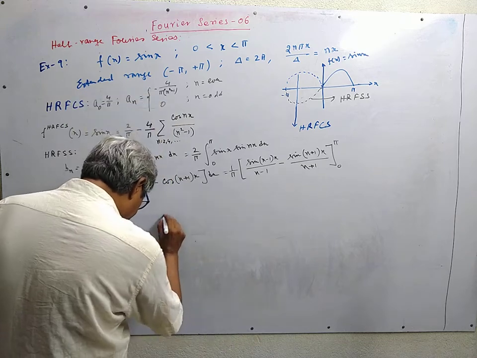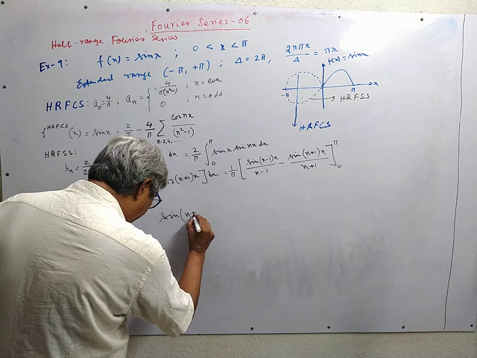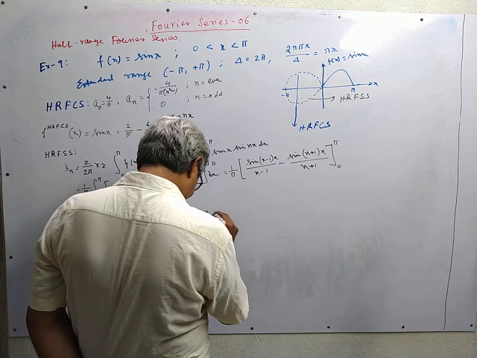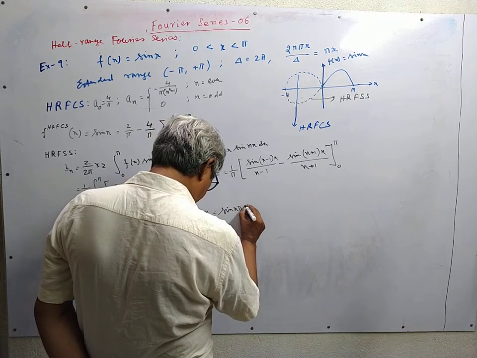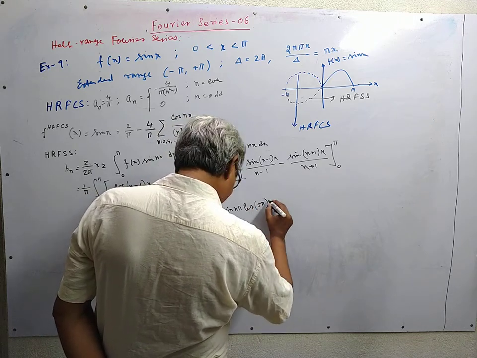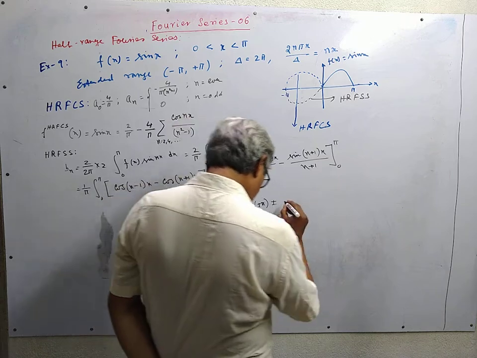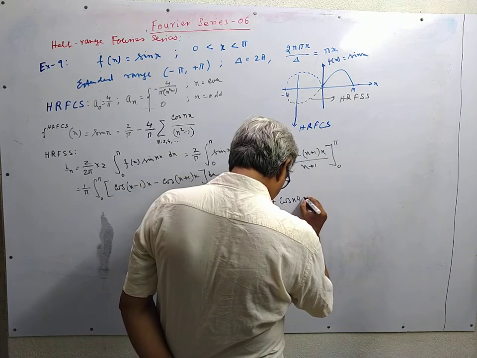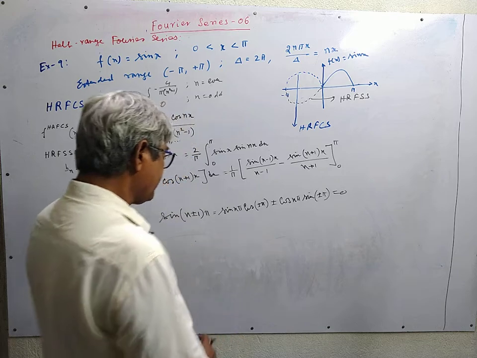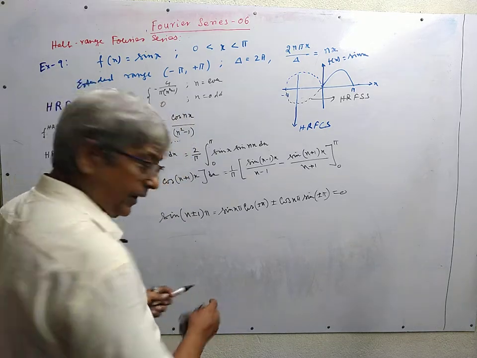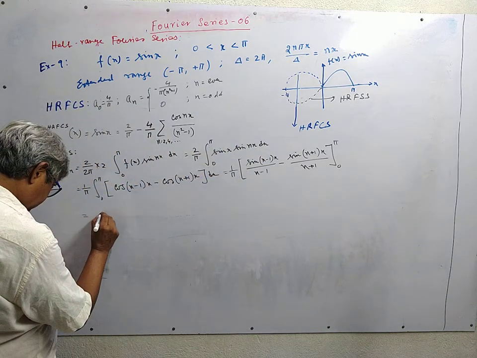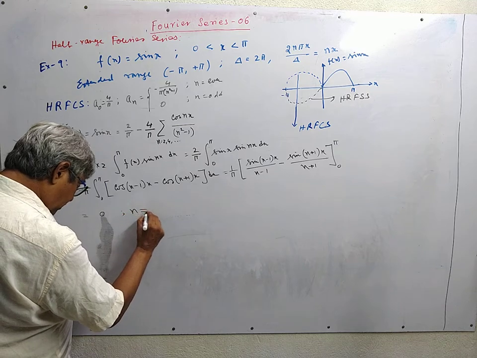Now we see what happens to sine of n plus minus 1 pi. So in the upper limit x becomes pi. This is sine of n pi cos of plus minus pi, then plus minus cos of n pi sine of plus minus pi, which is 0. So the result is 0 for n not equal to 1.